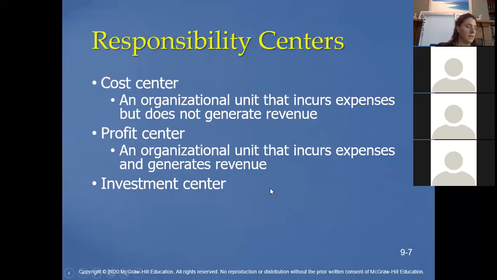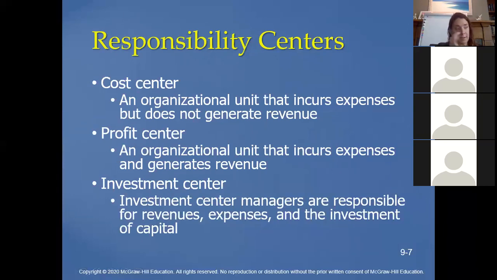All right, so I'm going to talk about this. This is a good conceptual question on the exam, perhaps. So you have a cost center, which incurs expenses but does not generate revenue. I'm going to use insurance as an example. The cost center in an insurance company would be the department that just pays claims. The profit center is an organization that incurs expenses and generates revenue. So in insurance, that would be sales and service and claims together. And then the investment center has those, but it also has the investment portion of it. Like with Geico, Berkshire Hathaway has the investment part of it, and then they have sales and service and the claims.